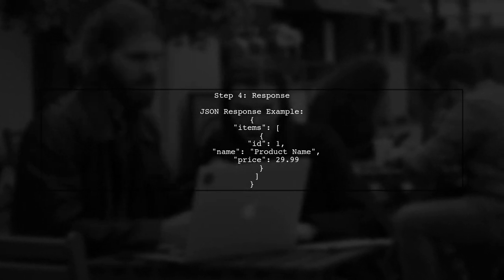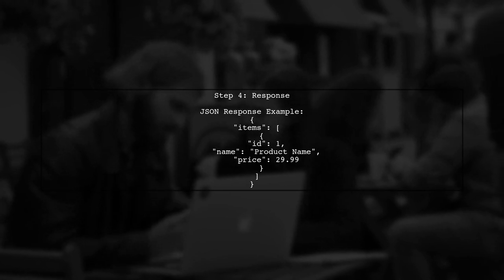After executing the request, you should receive a JSON response containing all the product details. This response will include information such as product IDs, names, prices, and more.